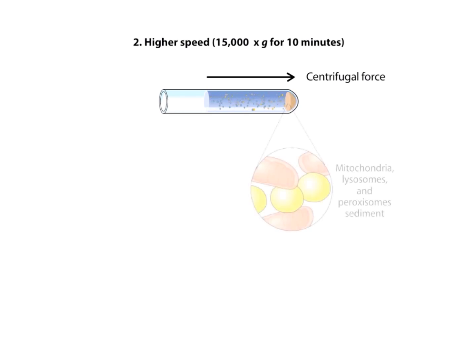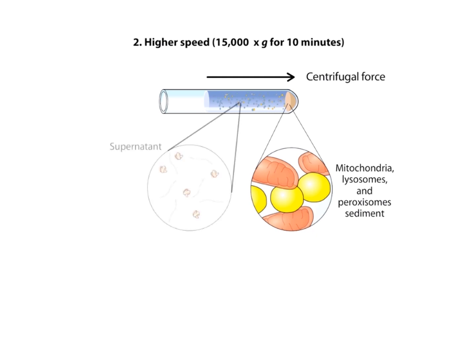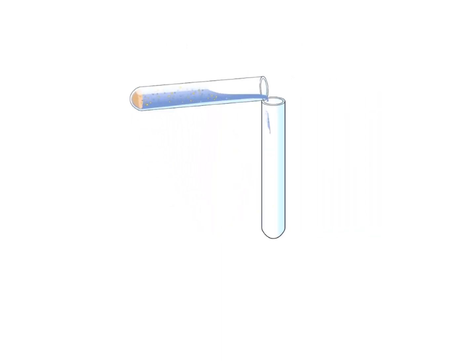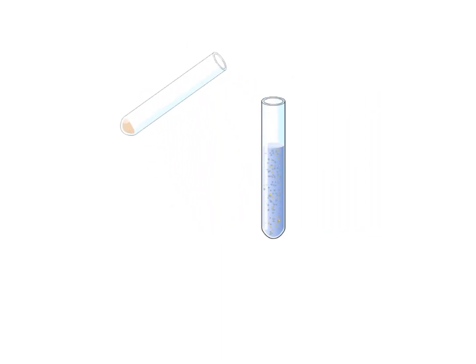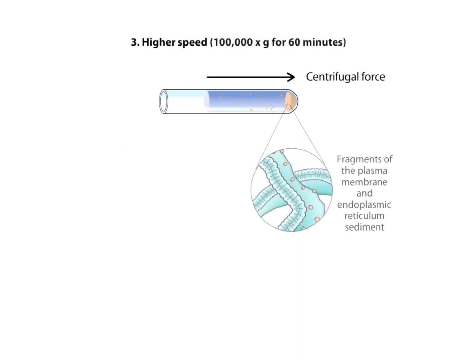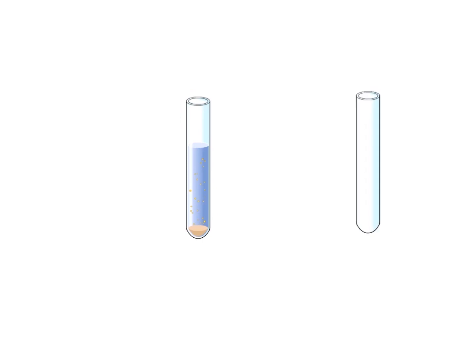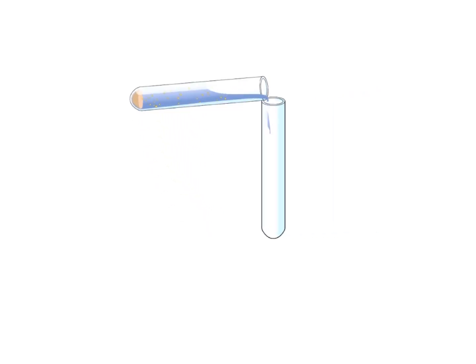The supernatant contains smaller and less dense components. Recentrifugation of the supernatant at even higher speed and duration sediments fragments of plasma membrane and the endoplasmic reticulum. A further centrifugation at still higher speed sediments ribosomes, leaving only the soluble portion of the cytoplasm, the cytosol, in the supernatant. This series of spins at higher and higher speed and duration is called differential centrifugation.